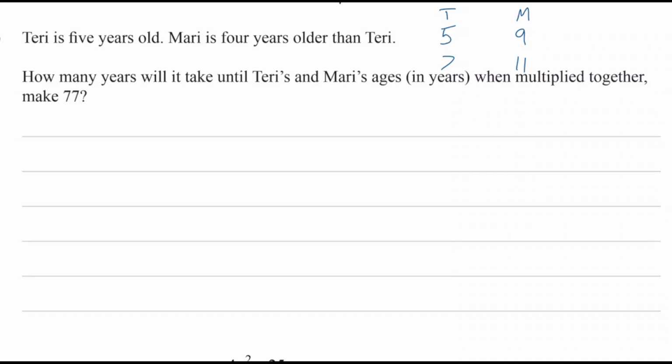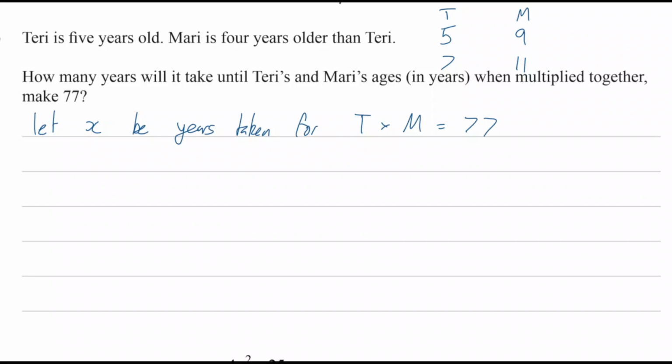So this unknown, right? What's our unknown? We can introduce this variable. So how many years will it take? So let x be years taken for their ages to multiply to give 77. All right, I think it's going to be 2, just from guessing at the start. But let's introduce this variable.